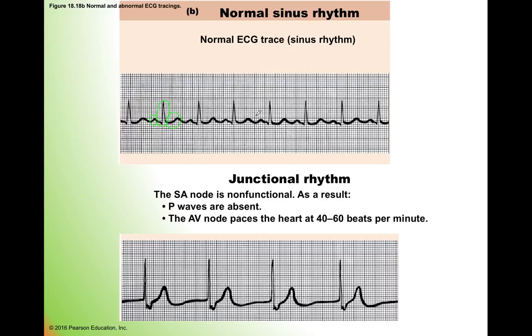Everything is in a 1-to-1 ratio, and if you look at the numbers, you get about 70 beats per minute for having this normal ECG. Again, this is an average number.